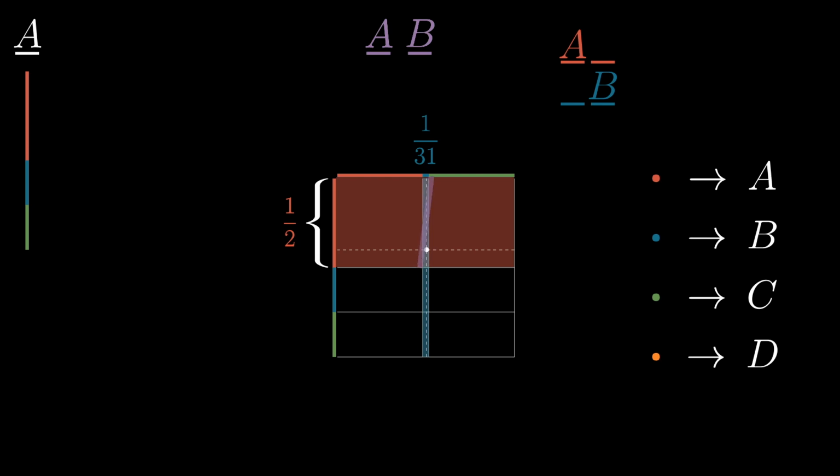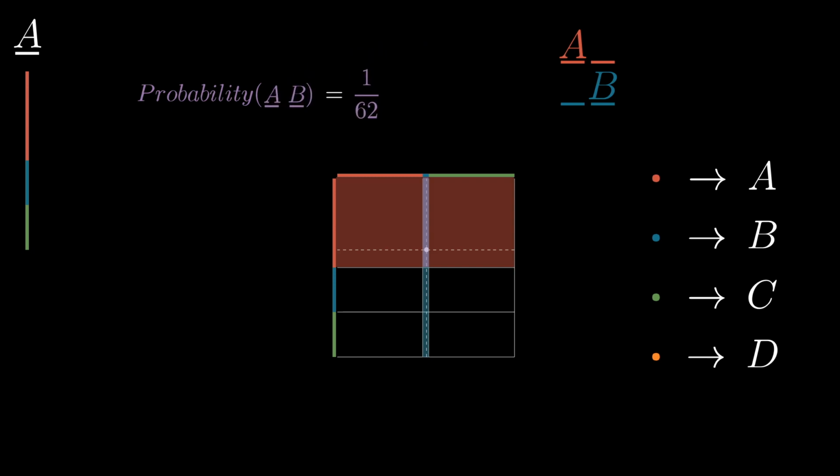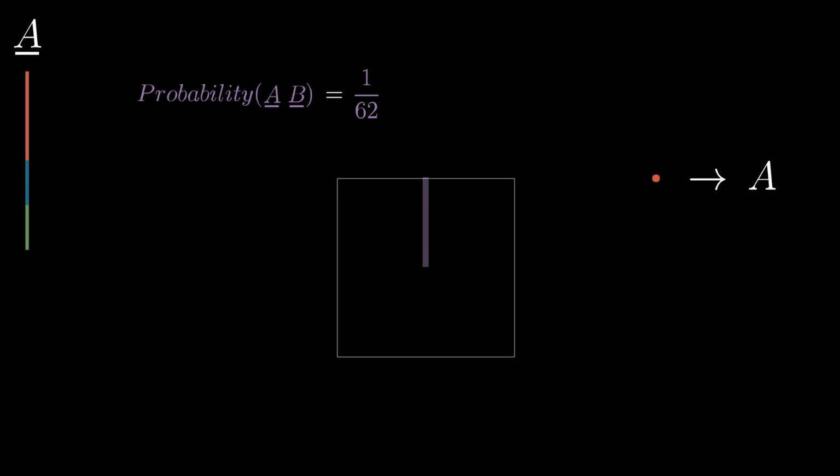So the area is 1/2 times 1/31 equals 1/62. And this is the probability of sequencing AB in the first two positions. This corresponds to the area of the purple rectangle with respect to the area of the whole square.